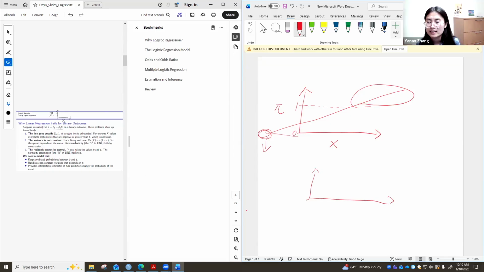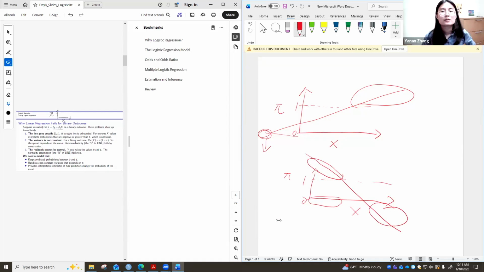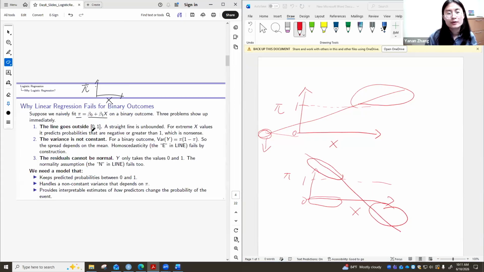Similarly, if we fit a negative line, we get the same issues. Suppose the line we fit is this. Now, at a smaller value of X, on this side, the value goes beyond 1, and at a larger value of X, the value is below 0. So that's one reason, right? We don't want to fit a linear regression.